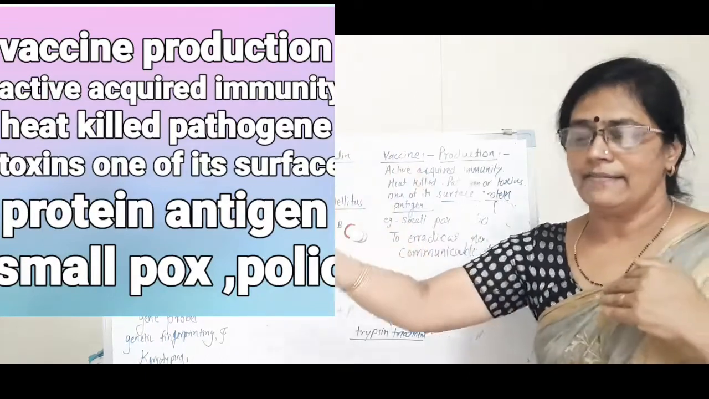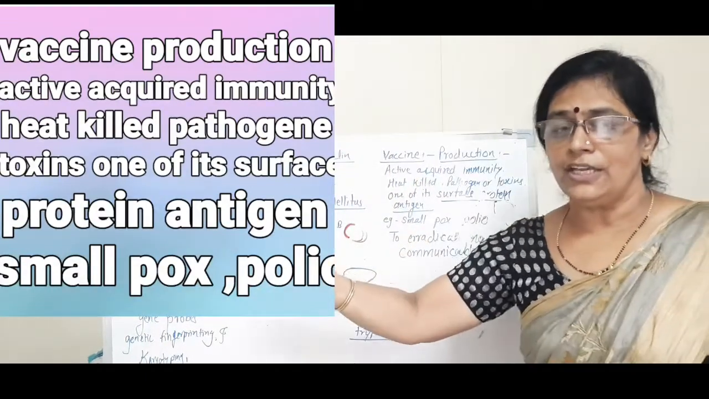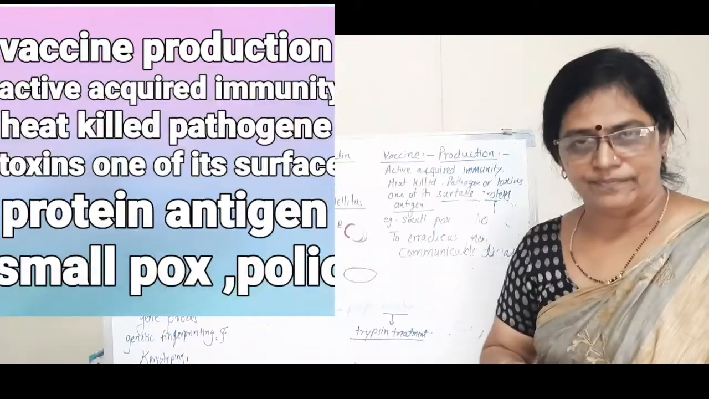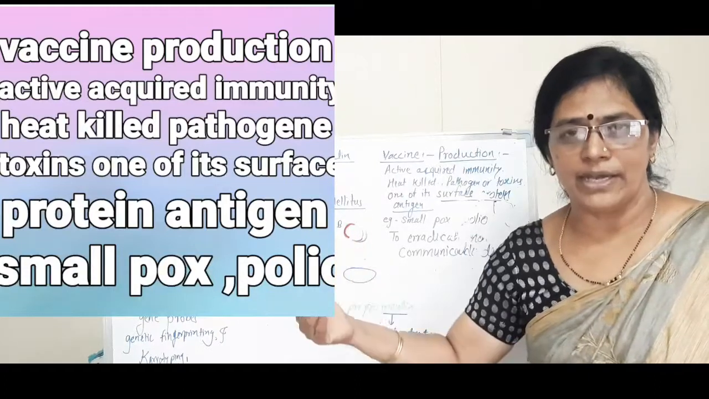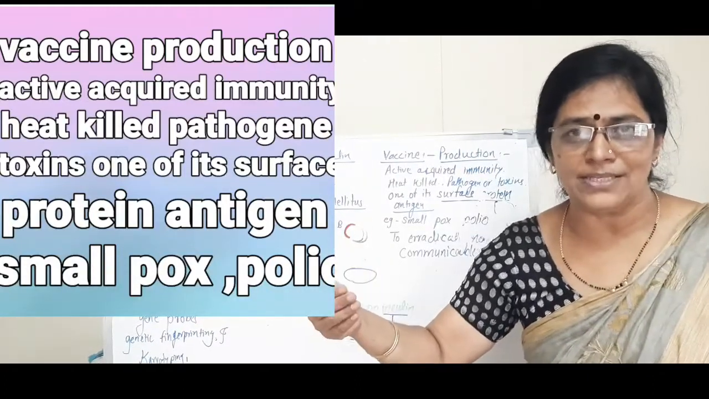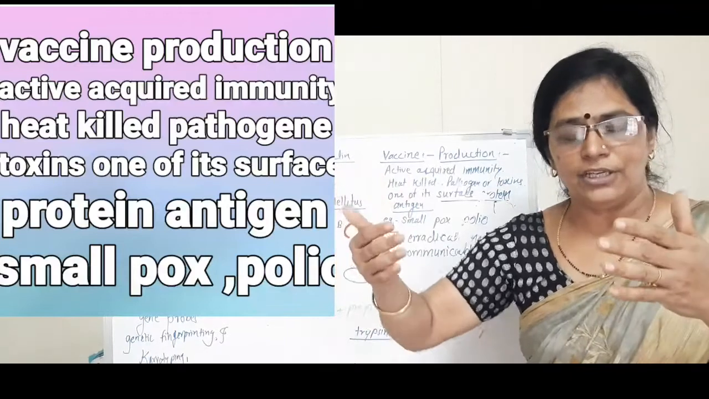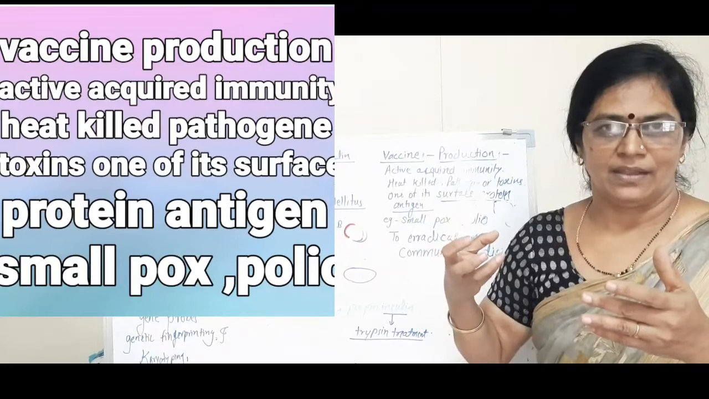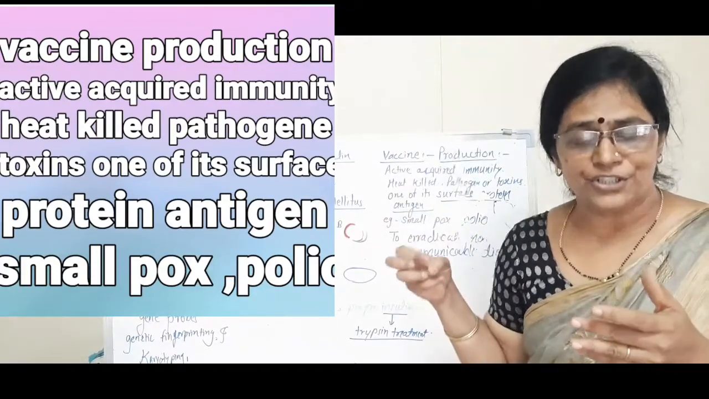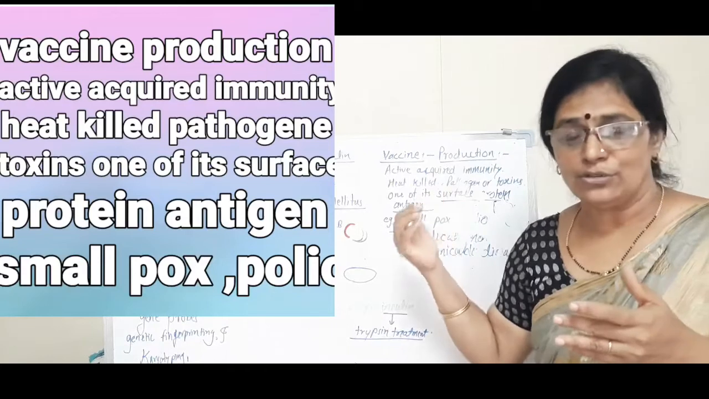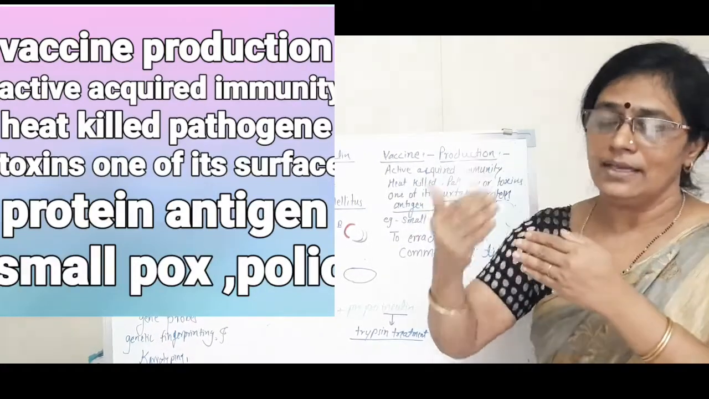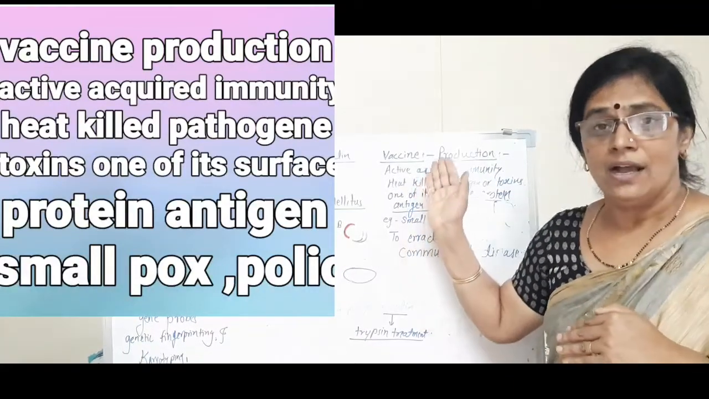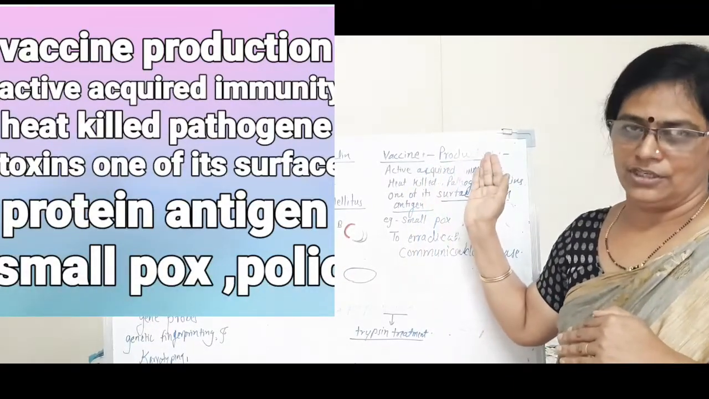Inborn immunity and acquired immunity. In acquired immunity, the active acquired immunity means that after birth, the immunity is adapted. The person adapts such type of immunity. Why is it called active? Because here it can produce the antibody against that pathogen. That's why it is called active acquired immunity.